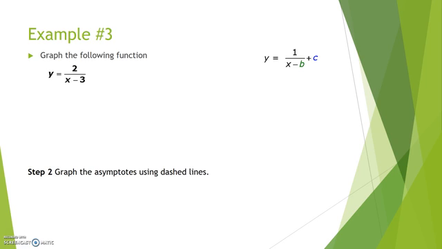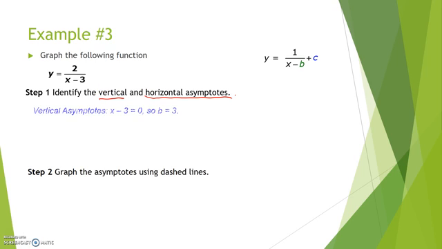Now for our last example, they want us to graph this function. Let's walk through the steps. We have y equals 2 over x minus 3. Our first step is to identify the vertical and the horizontal asymptotes. My vertical asymptote comes from this x minus 3, and we set that equal to 0, so it's going to equal 3.